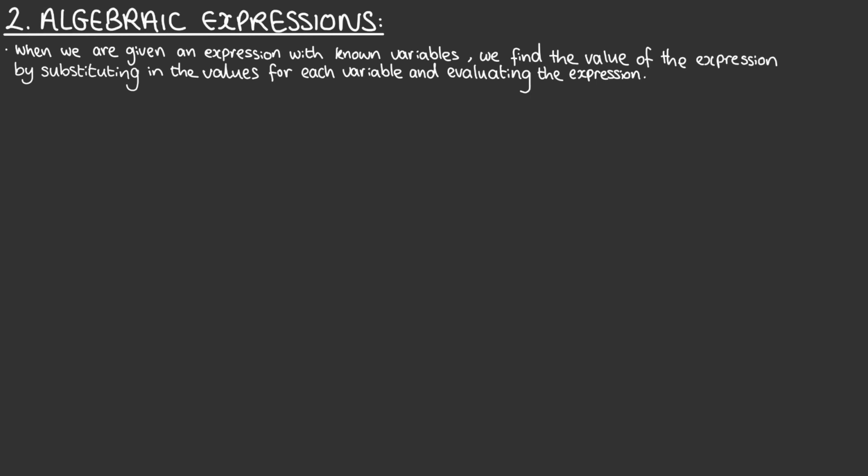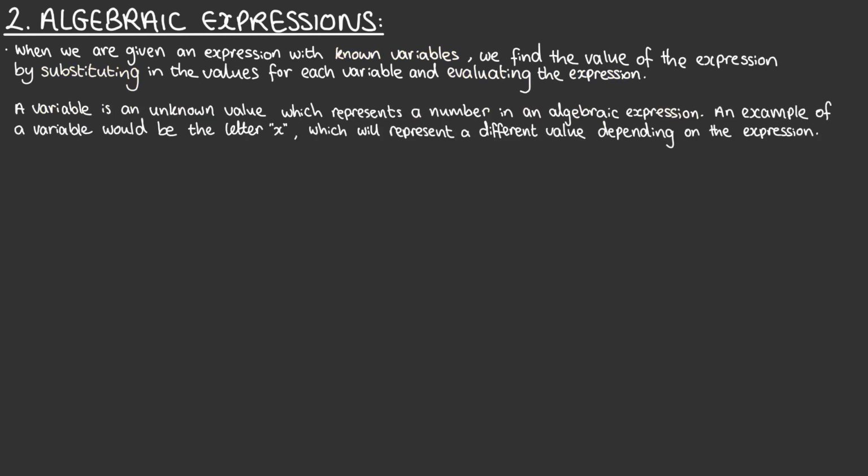Whenever we are given an expression with known variables, we find the value of the expression by substituting in the values for each variable and evaluating the expression. A variable is an unknown value which represents a number in an algebraic expression. An example of a variable would be the letter x, which would represent a different value depending on the expression.